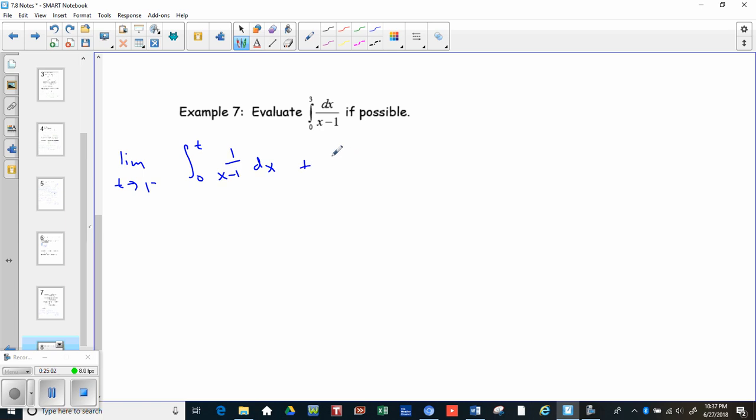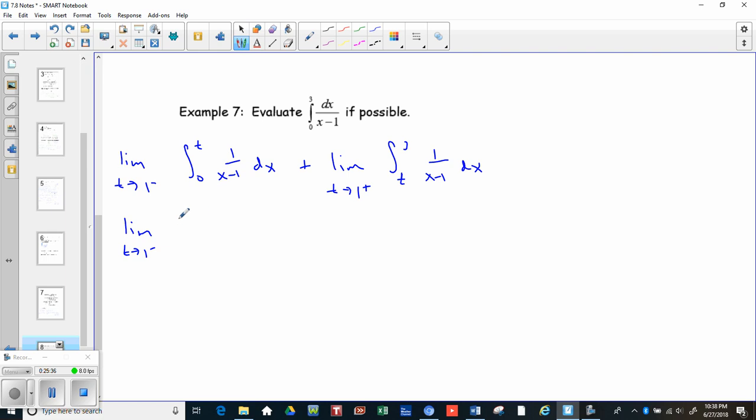dx. And then the second one, the limit, now I can use the same t because t is still approaching the same value, it's just approaching it from different sides. And this is going to go from t to 3 of 1 over x minus 1 dx. Okay, and then we'll go ahead and take antiderivatives. So we have the limit as t approaches 1 from the left.